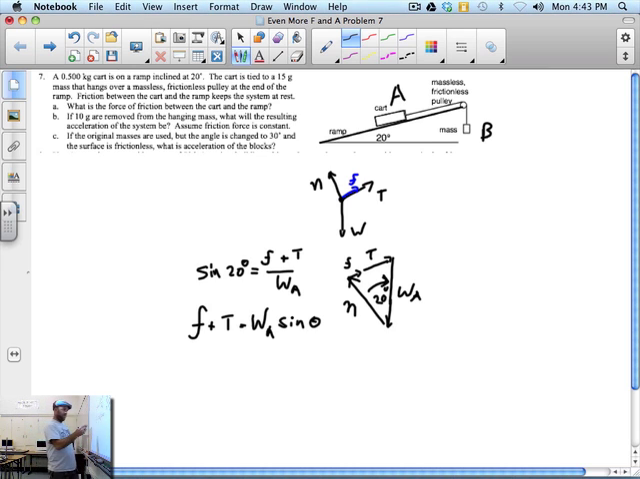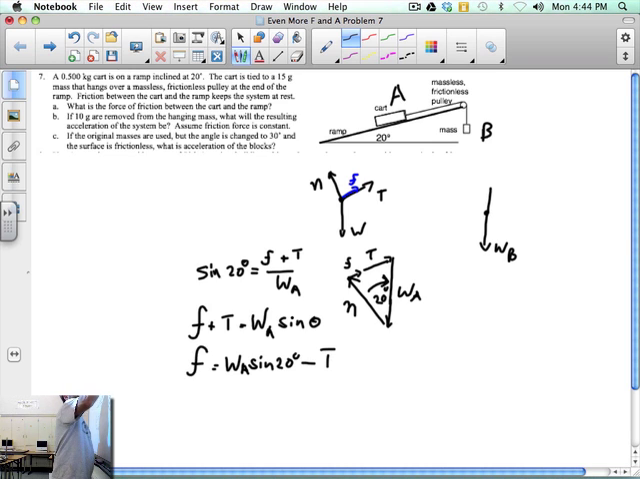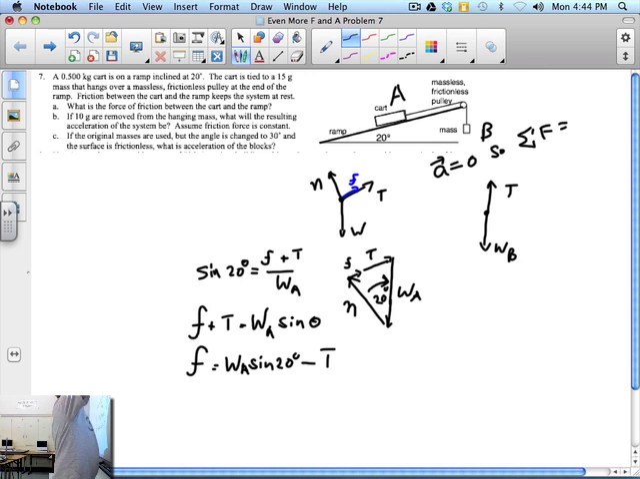And if I want to know the friction, it is going to be the weight of object A sine 20 degrees minus my tension. Now I'll go over here, and I know that the weight of object B has to exactly equal the tension since there's no acceleration. Acceleration 0, so the forces for both systems must add to 0. Okay?